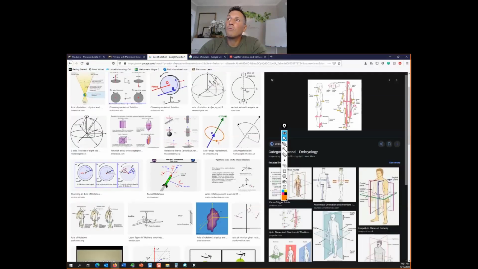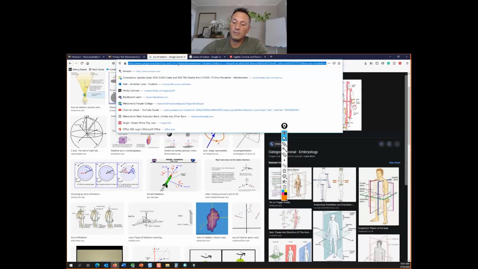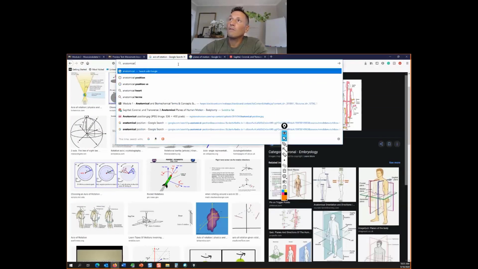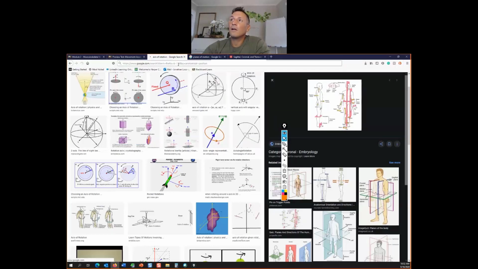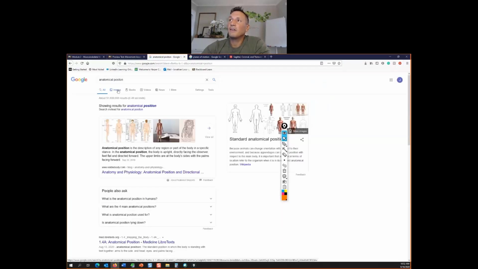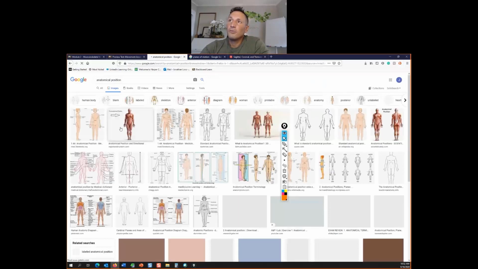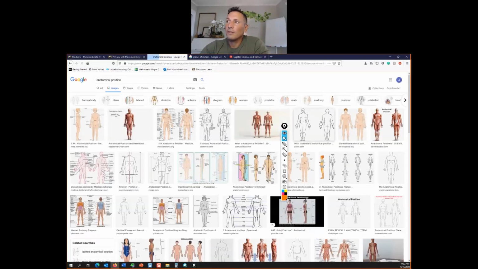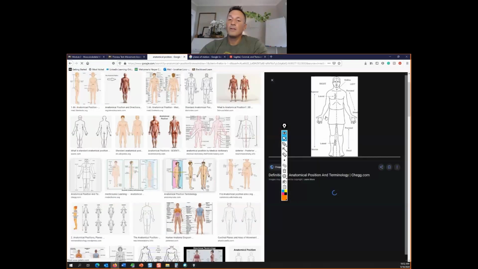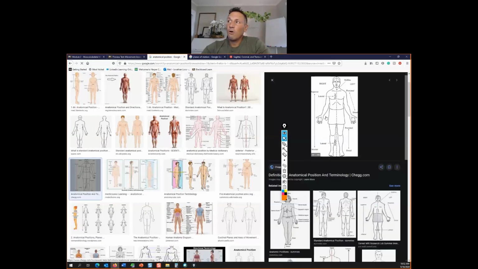Now remember that, besides these axes of rotation, all of our movement assessment is based on this thing called anatomical position. This is our starting point. This is our reference point, right? Any of these positions here where the hands are out, this is the anatomical position. So when we analyze movement, it's always from the anatomical position.